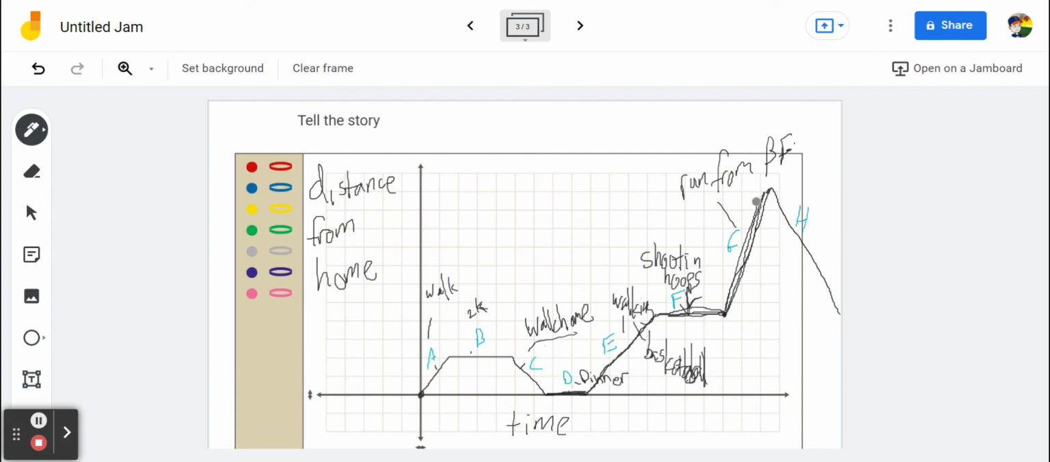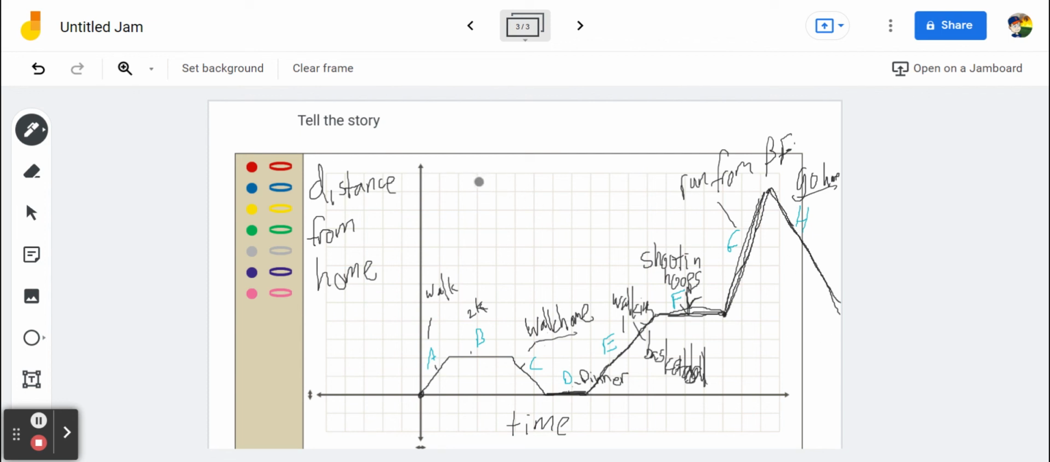Then you feel like you've escaped Bigfoot, but now it's late and dark and you ran the wrong way, because when you ran away, your distance from home increased. So now you trudge and you're walking, maybe a little bit slower than before because you're tired. You're walking all the way back home. So this is going home now. And that's how you end the day, going home.